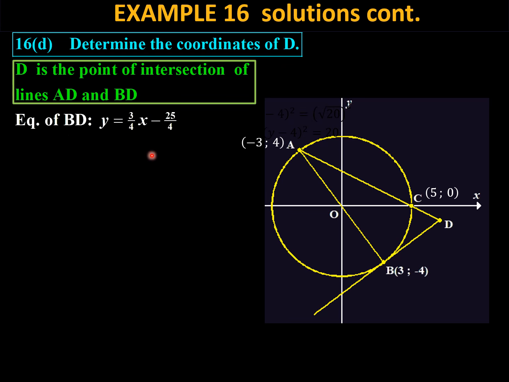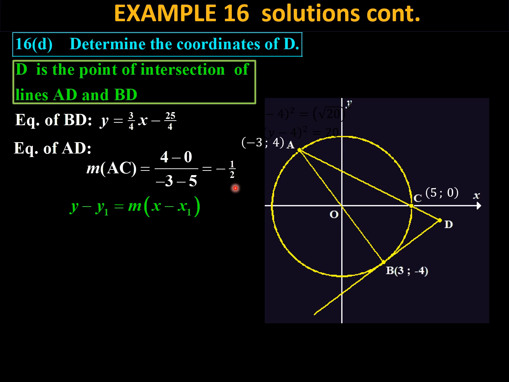The equation of BD we just worked out in the previous sub-question. So I must find the equation of AD. What do we need for an equation? We need a gradient. So I can find the gradient of AD, which is the same as the gradient of AC. So let's find the gradient of AC. And if we calculate using point A and point C, I end up with -1/2.